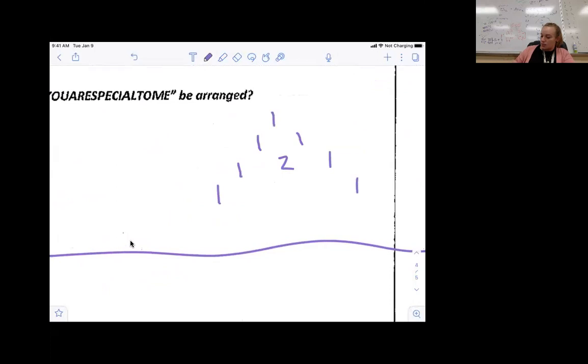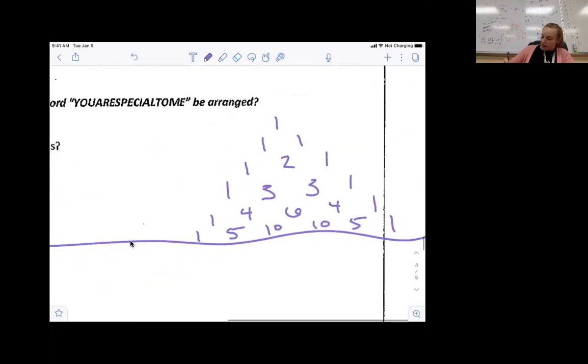It always starts and ends with 1, but then the next term comes from the addition of 1 plus 2, and that gives me 3. 1 plus 2 here also gives me 3. Again, I don't expect you to know how to do this. I'll give it to you. That's 4, 6, 4, 1, and this is 1, 5, 10, 10, 5, 1. Now this is as far out as I need it to go.